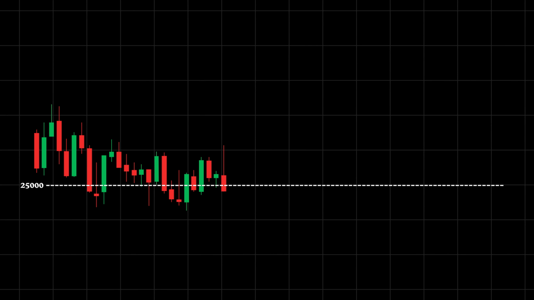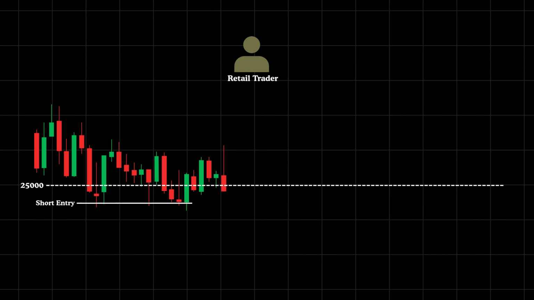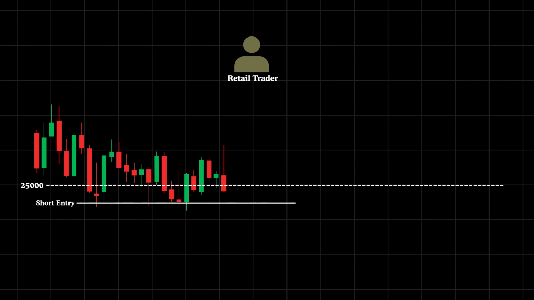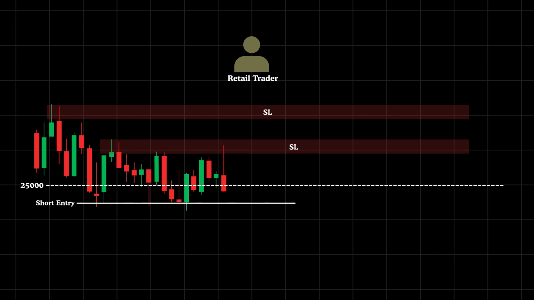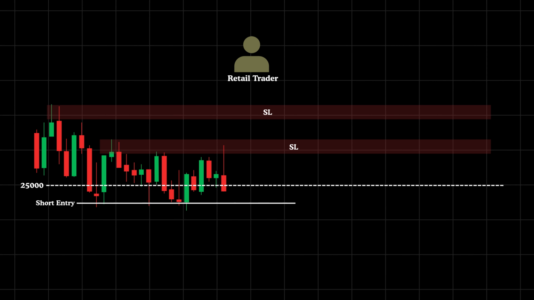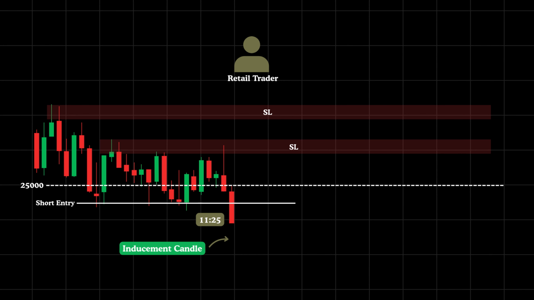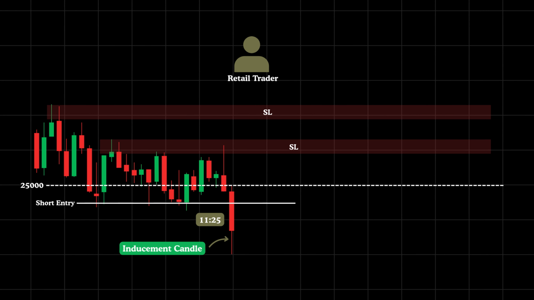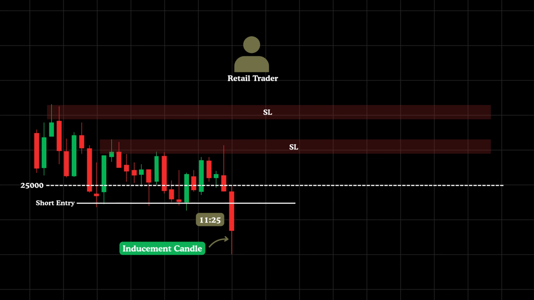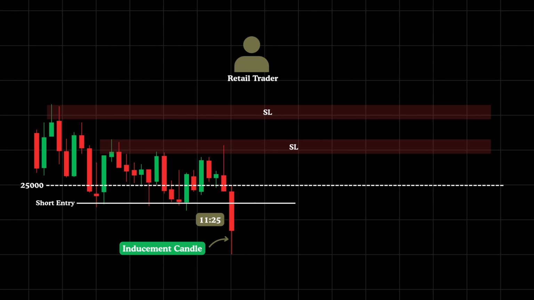Observing this, many retail traders had already planned short trades here. Some had already entered shorts, with their stop losses positioned above this level. Shortly after, at 11:02, a strong bearish momentum candle broke through this level. If you compare this breakout candle, it is far larger than any prior candle.